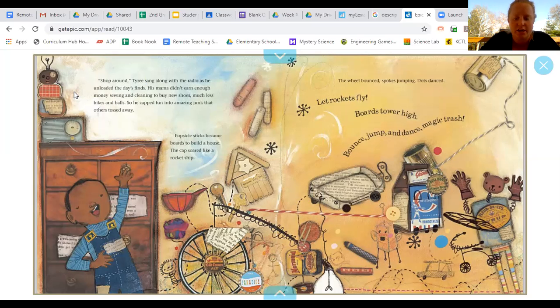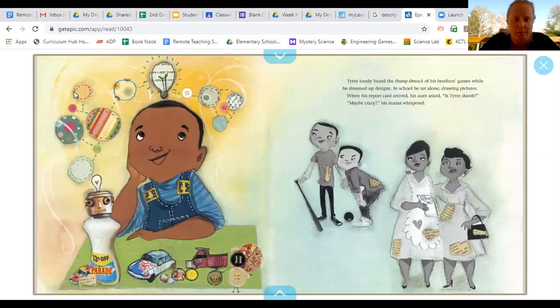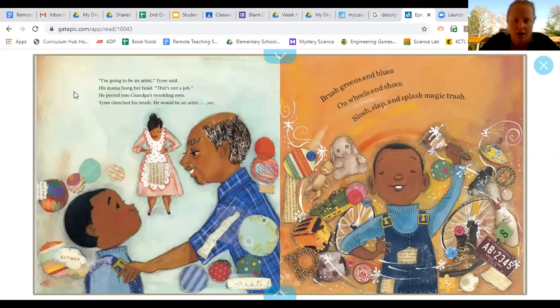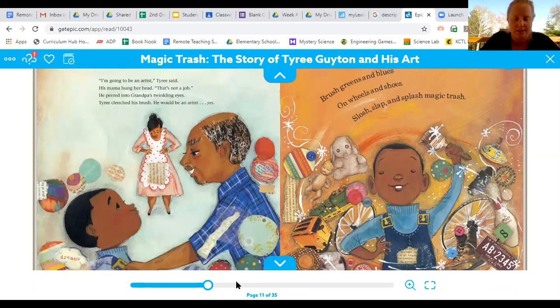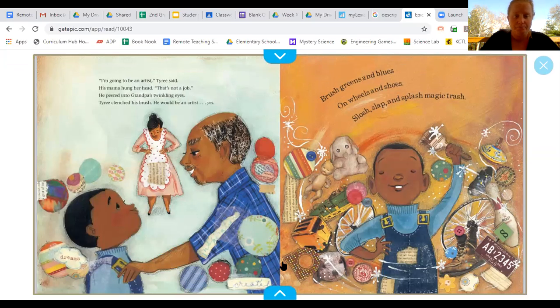So your job is to continue reading up through the page right here. It's also in your quiz, so you know where to stop. But technically, this is page 11 of your book on Epic.